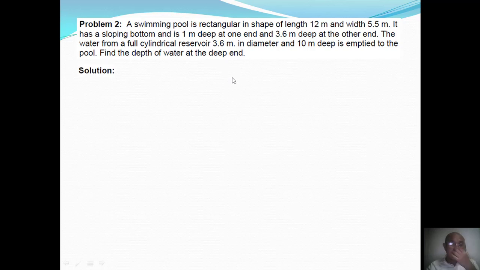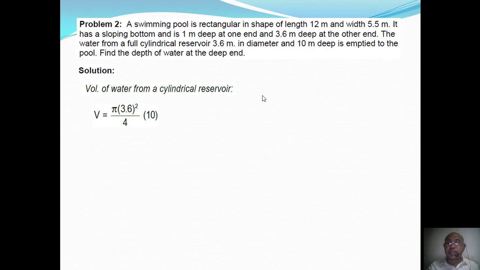Okay, so we will start with the cylindrical reservoir. So from the reservoir, the diameter is 3.6 and the depth is 10 meters. So volume is equal to pi d squared over 4 times the height. So that is 101.788 cubic meters.